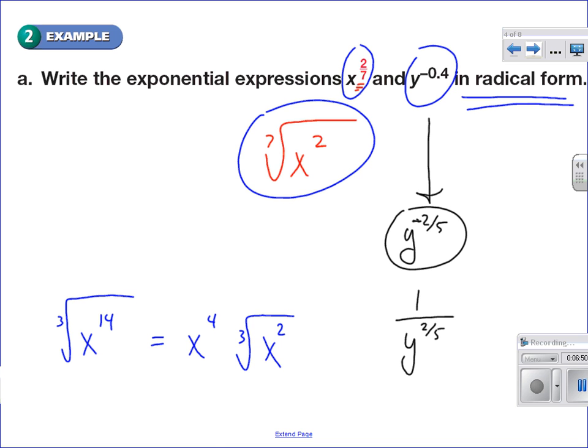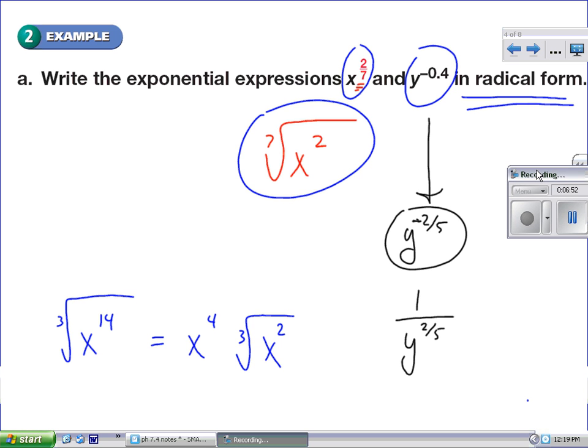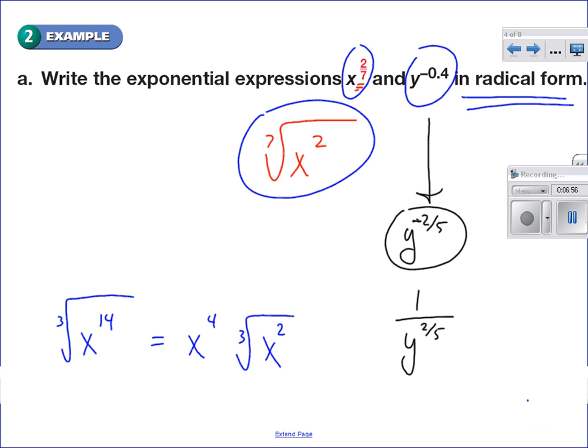Okay. So now, last thing here, we'll touch this up and say, okay, now they want this in radical form. So I got 1 over, and my index is 5, and my exponent is 2.